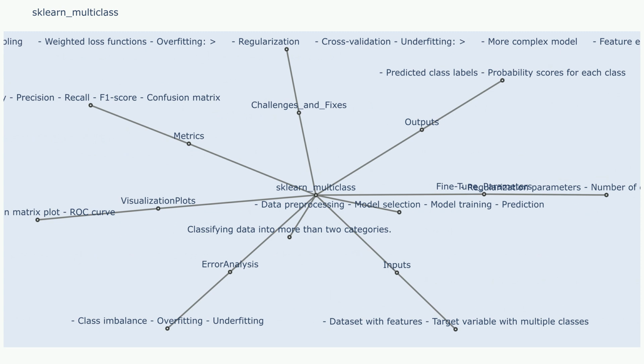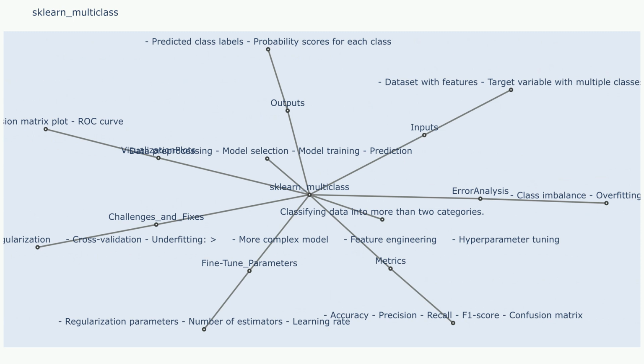Metrics: accuracy: this measures the overall proportion of correctly classified samples. It's calculated as the ratio of correct predictions to the total number of predictions. Precision: this measures the proportion of correctly predicted positive samples among all samples predicted as positive. It's useful for evaluating models that aim to minimize false positives. Recall: this measures the proportion of correctly predicted positive samples among all actual positive samples. It's useful for evaluating models that aim to minimize false negatives.